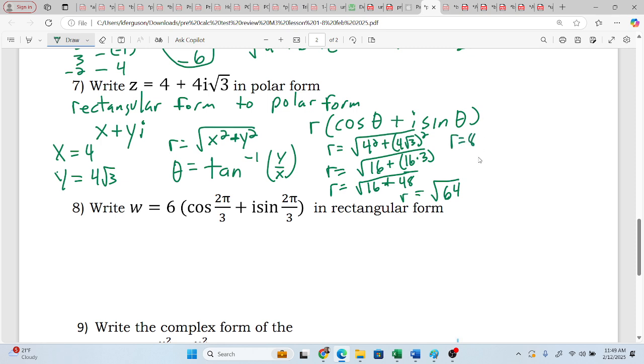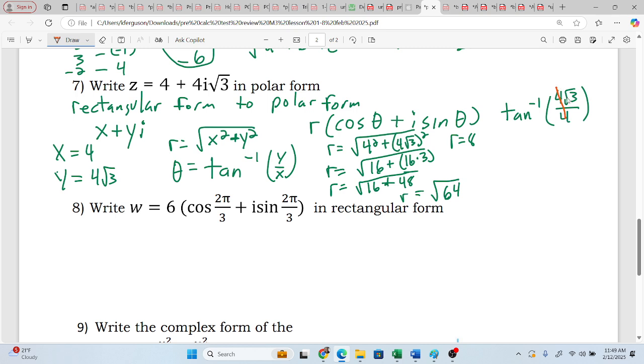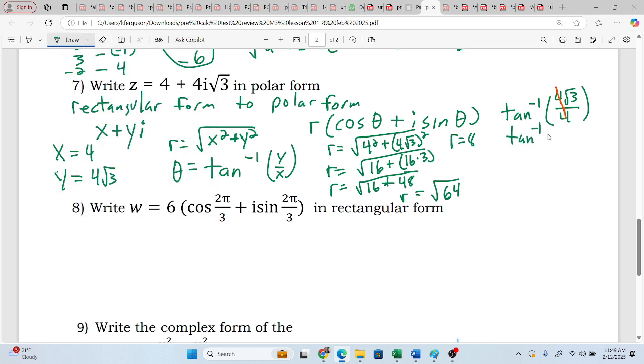So r equals 8. Now I need to find my theta. So I get my handy dandy calculator and say, what is the inverse of tangent of y over x, which is 4 times the square root of 3 over 4. If you notice, because this is just a fraction or a division problem, the 4s cancel each other out. So it's really just the inverse of tangent of the square root of 3.